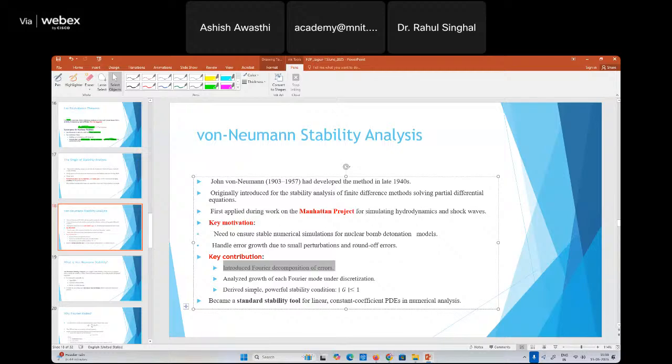Here, the decomposition of the errors in our numerical system, or the solution, can be written in terms of Fourier forms. And now it becomes a very standard stability tool that people are using.